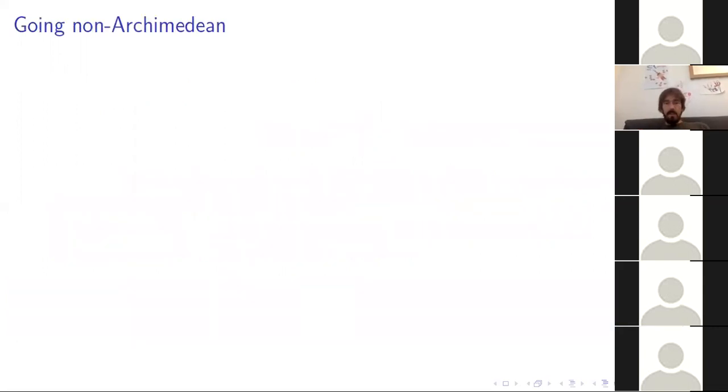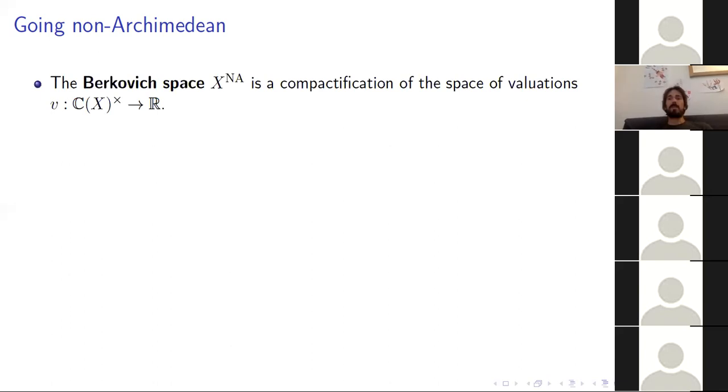And rather, I want to now turn to the non-Archimedean analog of what I just discussed, that will lead us to the K-stability condition. And then the YTD conjecture is about comparing K-stability and the existence of a cscK metric. So we try to go non-Archimedean by mimicking some of the things we said before.